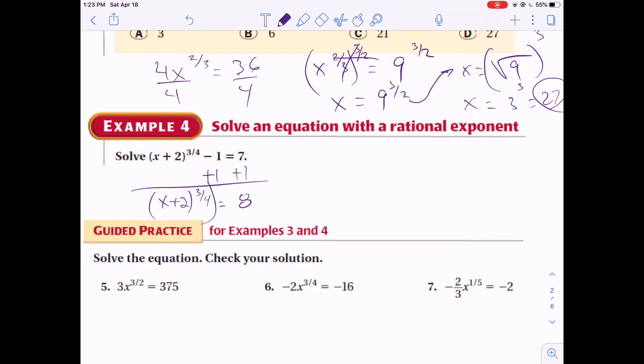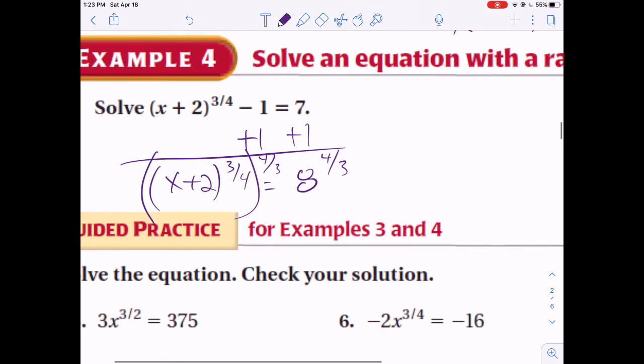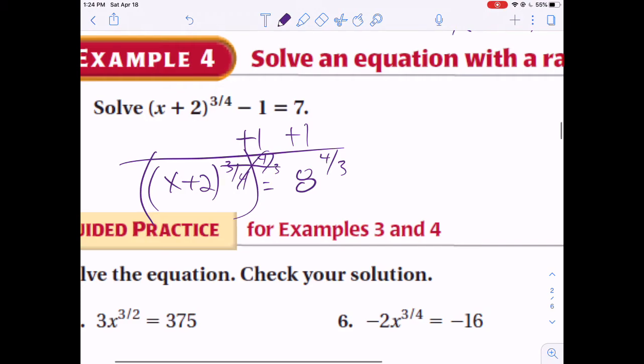So now I'm going to not multiply, but raise to the reciprocal power. 4/3 over here, 4/3. Hopefully you all see that. Reciprocal. Because now, gone, right? Left side, I'm just down to x plus 2. That's fabulous stuff right there. X plus 2. On the right, I have 8 to the 4/3. I want you to see how that cleaned up nicely on the left-hand side.